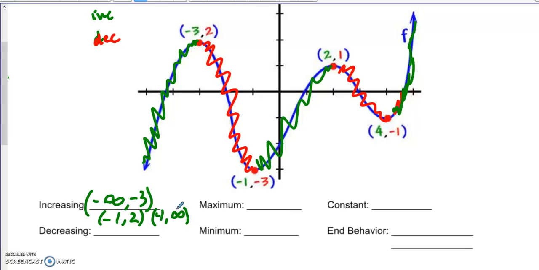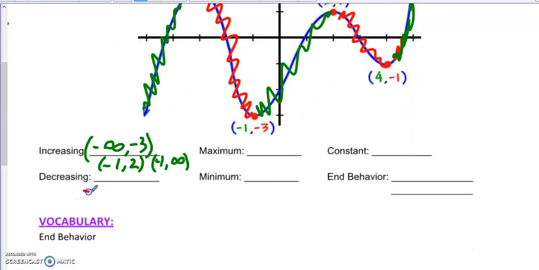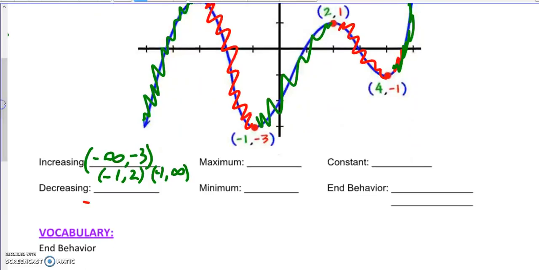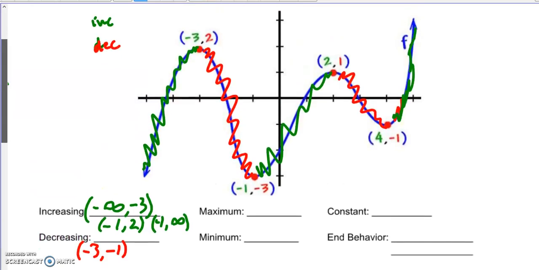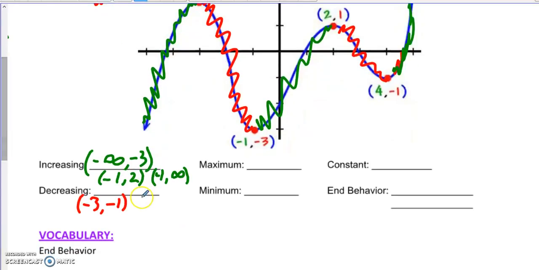Decreasing similarly, from x equals negative 3 to x equals negative 1, it is decreasing. So between those x values, it's decreasing. And it's also decreasing between an x value of 2 and 4. So those are two separate intervals where the graph is decreasing. Notice that there's 3 parts where it's increasing, so we had 3 intervals there. 2 parts where it's decreasing, so we had 2 intervals there. Constant? None. This graph is not flat anywhere.